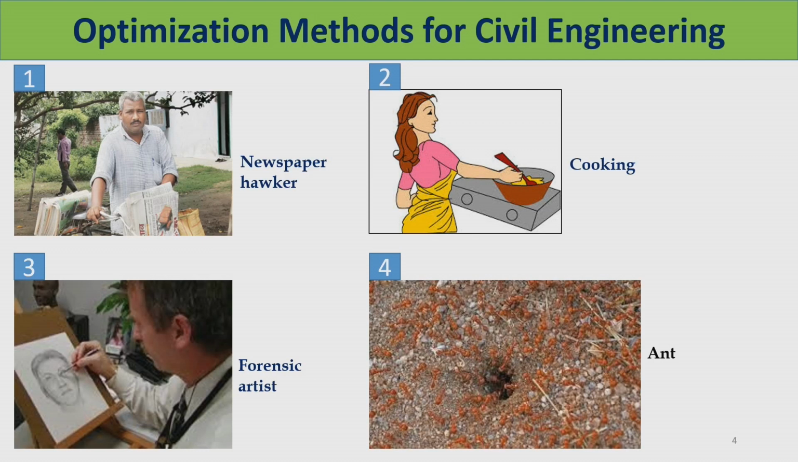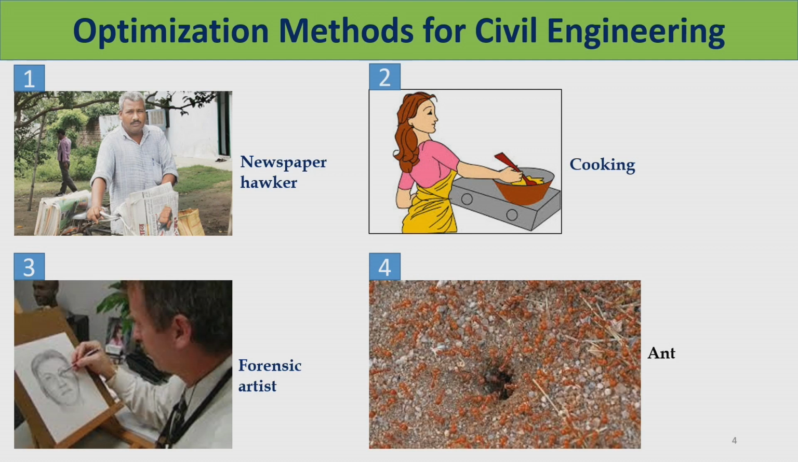Let us see, I have shown here 4 photographs. The first one is a newspaper hawker. So, what he is doing? He is distributing the newspaper in a particular colony or in a particular area. The second photograph is a woman who is cooking or preparing some recipes. The third one is a forensic artist. So, what he is doing? He is trying to draw the face of the criminal based on the information he has received from the eyewitness. The fourth one is an ant colony.